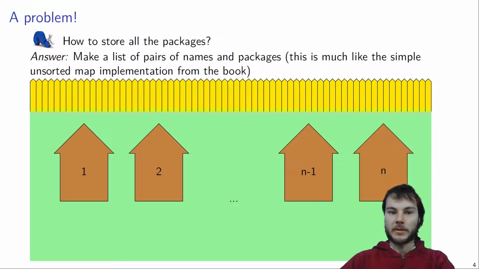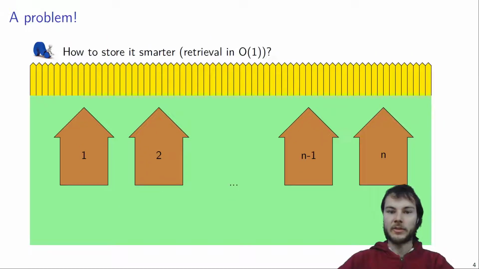One way I could do it is to make a list of pairs of names and packages, and then put down in which shed I put it. But that's not really a great way because this list is growing larger and larger, and each time I have to go through the full list to find it. So that still takes n time. So the question is, how to do this smarter? How to do this in one time?